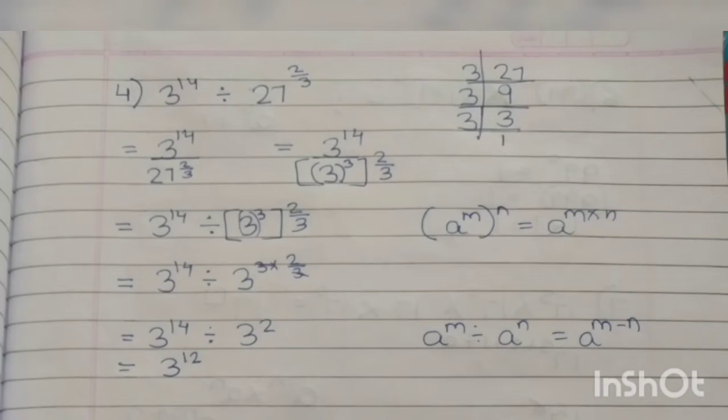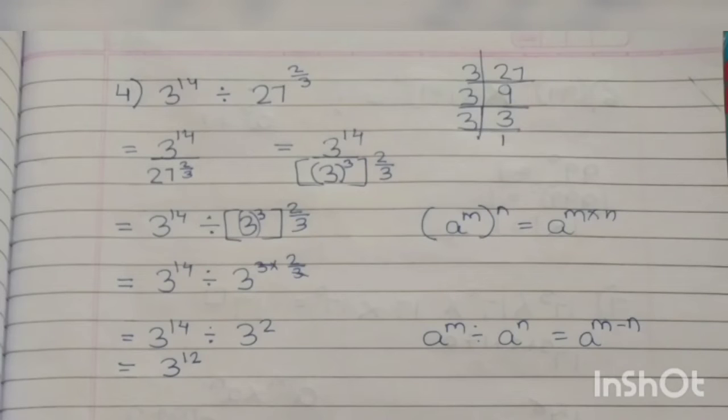Now here we know by the power law that a to the power m whole bracket n is equal to a to the power m into n. So in the same way it will be 3 to the power 3 into 2 by 3. So the 3 will cut because 1 is in the numerator and 1 is in the denominator, and it will result into 3 to the power 2. So 3 to the power 14 divided by 3 to the power 2 is 3 to the power 12.